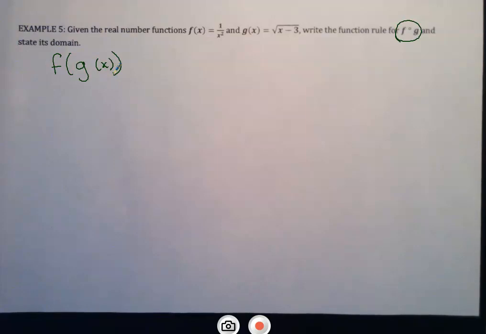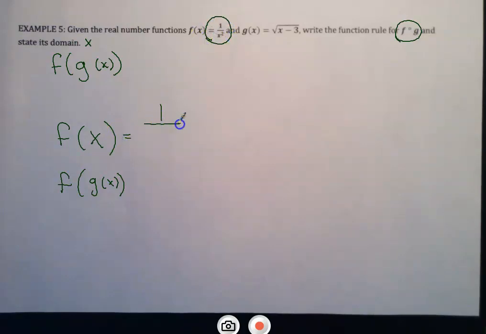But this means that the g of x is inside of the f of x. Like this is the f of x right here. So maybe if we say, okay, f of x, and then inside that, we actually have the g of x. And the reason I say that is that might help you think about, okay, well, f of x is equal to 1 over x squared. But I need to put this in for the x value. Wouldn't it be written differently?